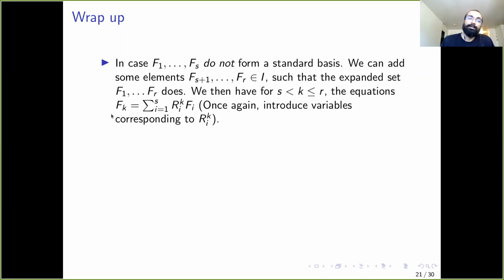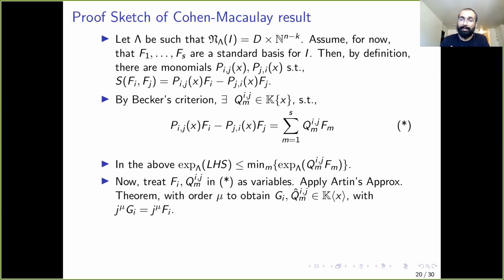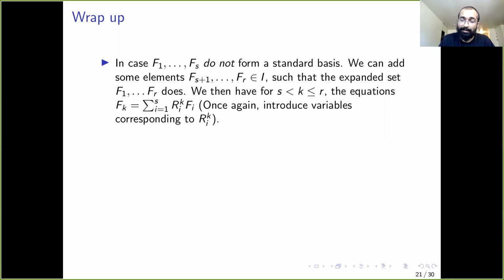So what we can do is take these relationships and treat them as equations in variables F and these new variables R_{i,k}, and just add them to the system of equations star, and then once again proceed as before in order to get approximations to whatever initial set of generators that we have that preserve Cohen-Macaulayness.